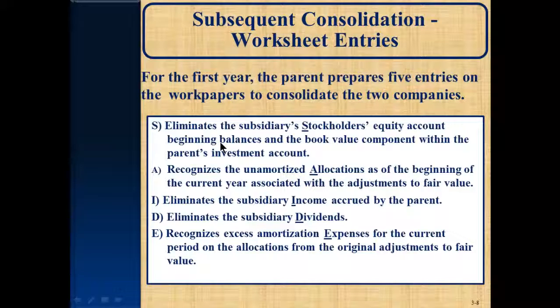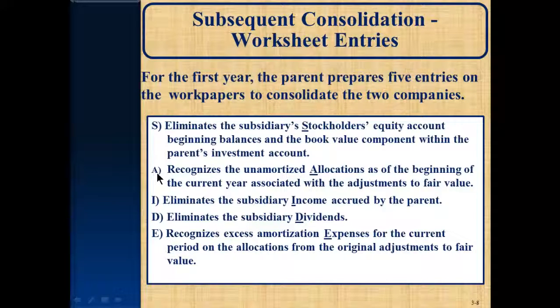You're going to get it down to zero. And how do you eliminate that? Well, you eliminate it against the stockholders' equity accounts of the subsidiary. You're buying up either 80% or 100% of the stock of the subsidiary. That stock is not going to be presented on the consolidated statement. So you're going to get rid of that. You're going to debit the stock of the subsidiary on your worksheet, and you will credit the investment that your parent has in that subsidiary.